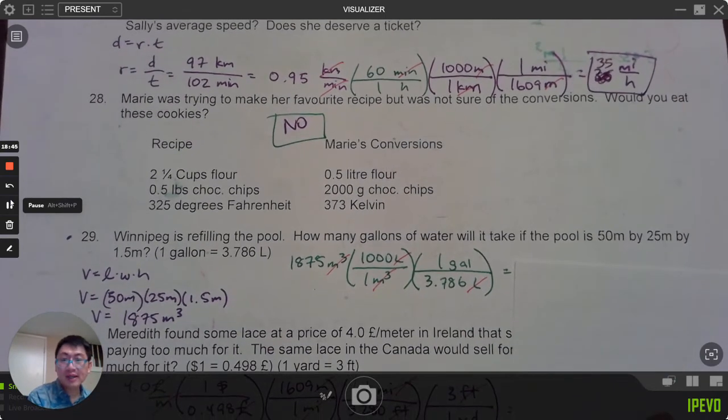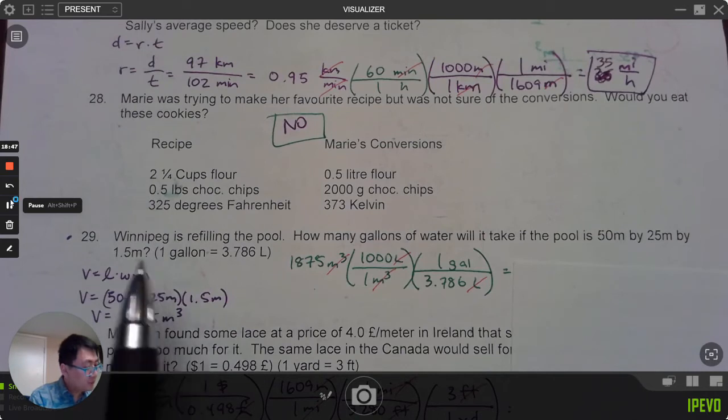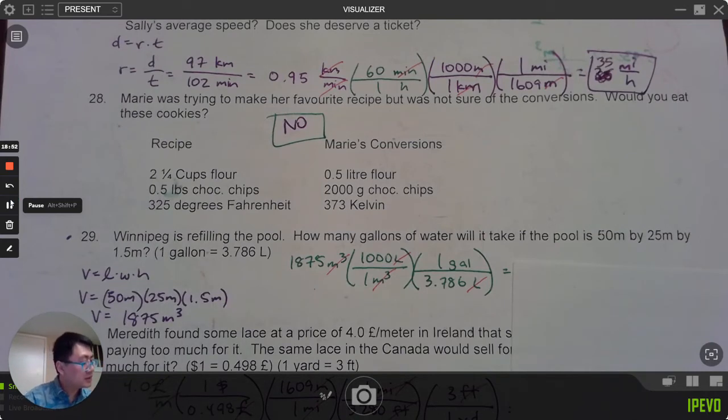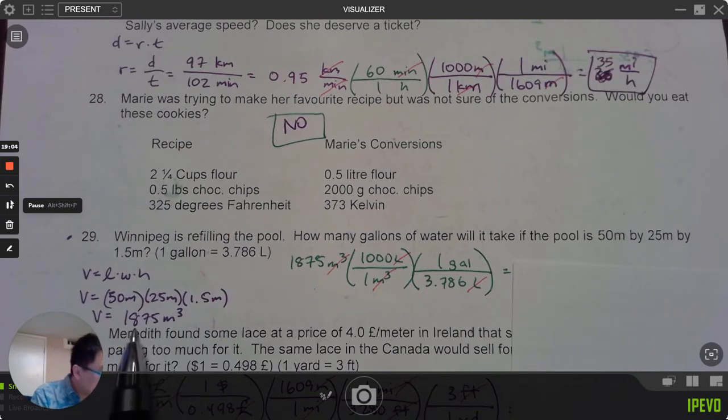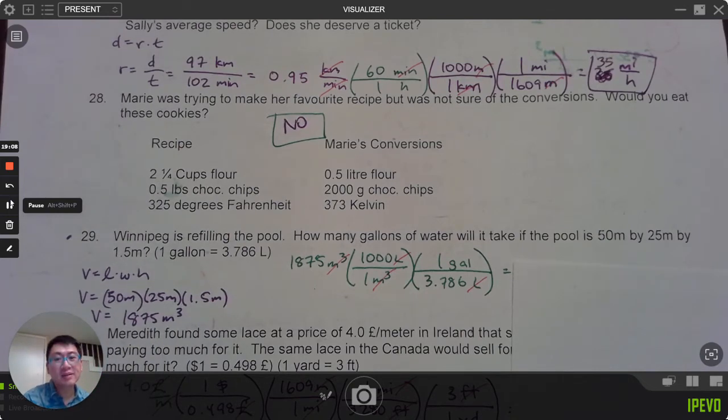Question number 29. Winnipeg is refilling the pool. How many gallons of water will it take to fill a pool that is 50 by 25 by 1.5 meters? So the volume of the pool will be length times width times height. 50 times 25 times 1.5 is 1875 cubic meters. The question is not asking how many cubic meters. The question is asking how many gallons.